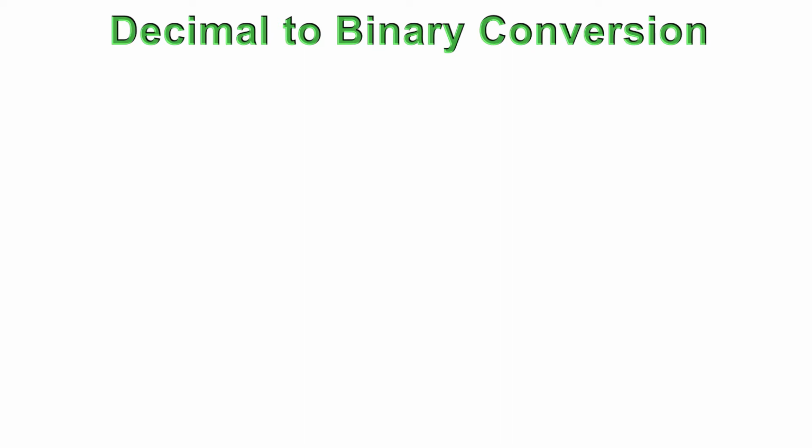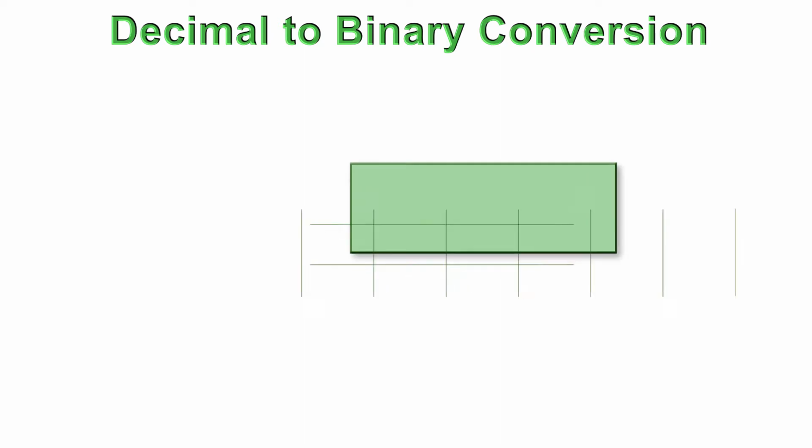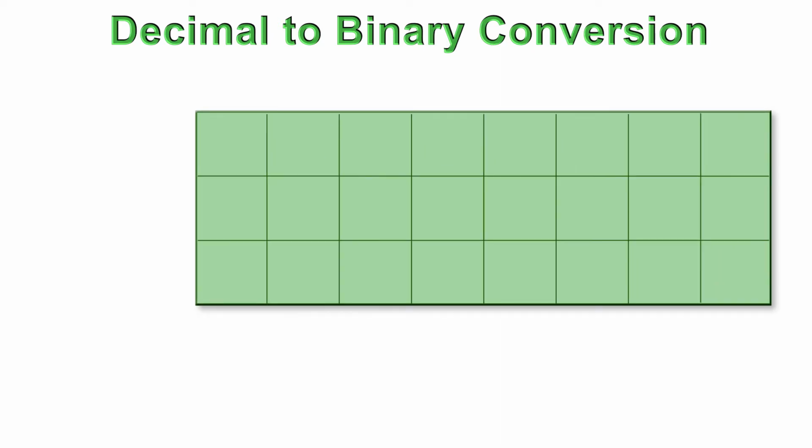a binary number. We do this by using this table that you see here on the screen. It's an 8-column table that also has 3 rows. And in the first row, we're going to place the powers of 2. So I'm going to start in the far right-hand column there, column number 8.